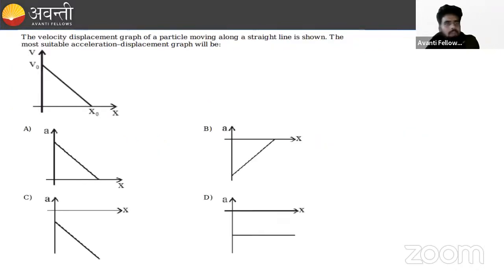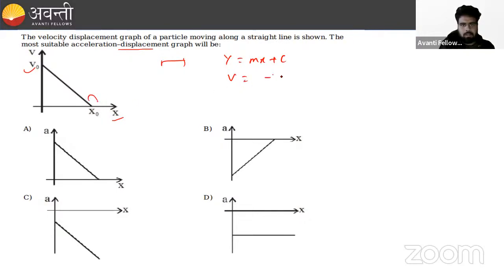In this problem, the graph of velocity versus x is given, and we have to draw the acceleration-displacement graph. This is a straight line graph. If somebody asks to write down the equation of this graph, we can say it is the simple y = mx + c. In the vertical axis, velocity is given. What is the slope here? The slope is negative, minus v naught upon x naught. And what is the y-intercept? That is v naught.